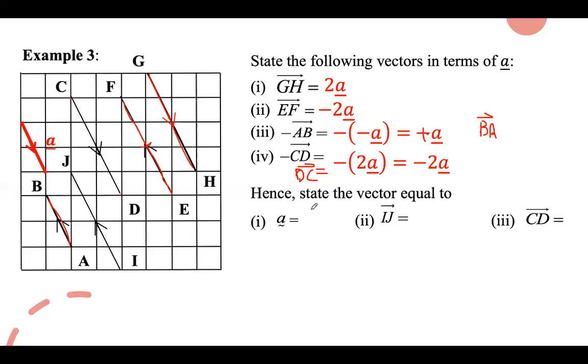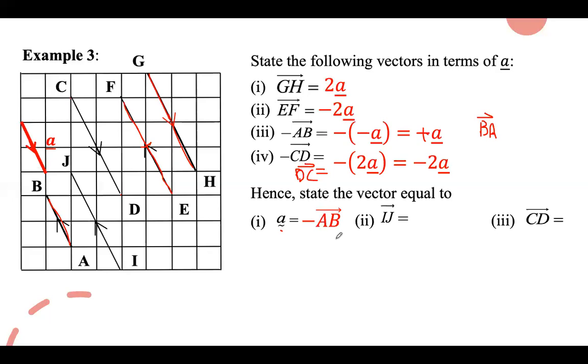The next one, set the vector equal to vector A. There are a lot of answers here. The most clear answer will be AB. But A is going downward, but AB is going upward. So you need to write negative AB.